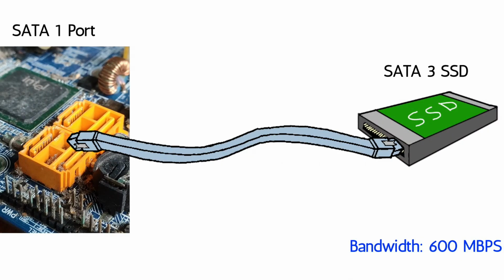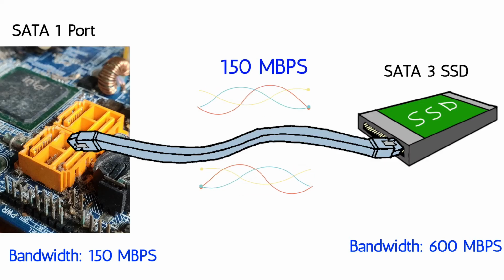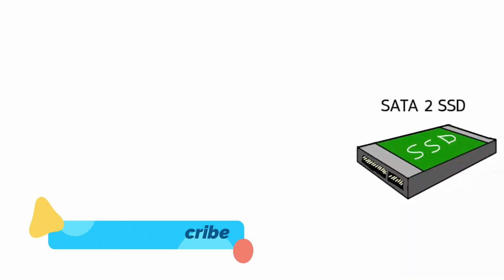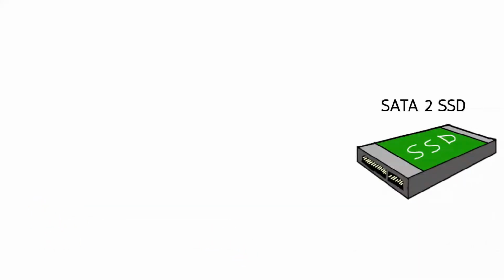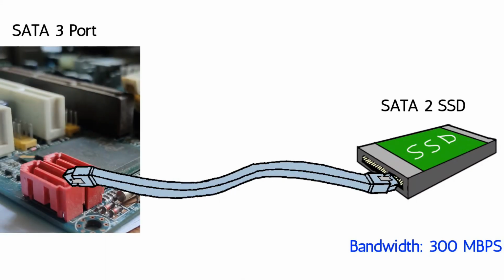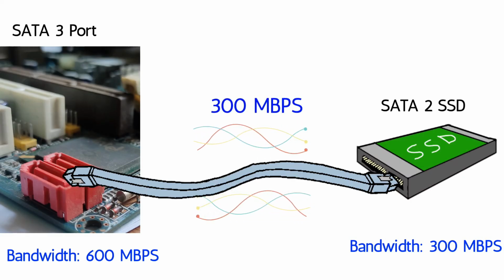For example, if you connect a SATA 3 SSD, whose max bandwidth is 600 MBps, to a SATA 1 port, whose max bandwidth is 150 MBps, then it will work fine, but data will transfer at a speed of 150 MBps. The same thing happens if you connect a SATA 2 SSD, whose max bandwidth is 300 MBps, to a SATA 3 port, whose max bandwidth is 600 MBps: data will transfer at the speed of 300 MBps, not 600 MBps.